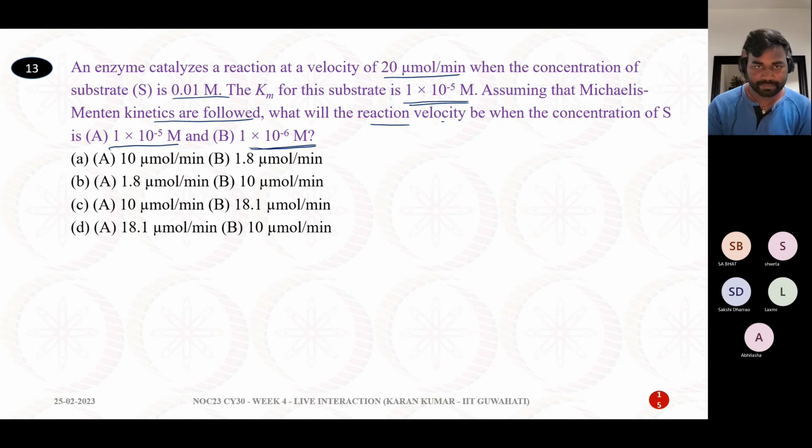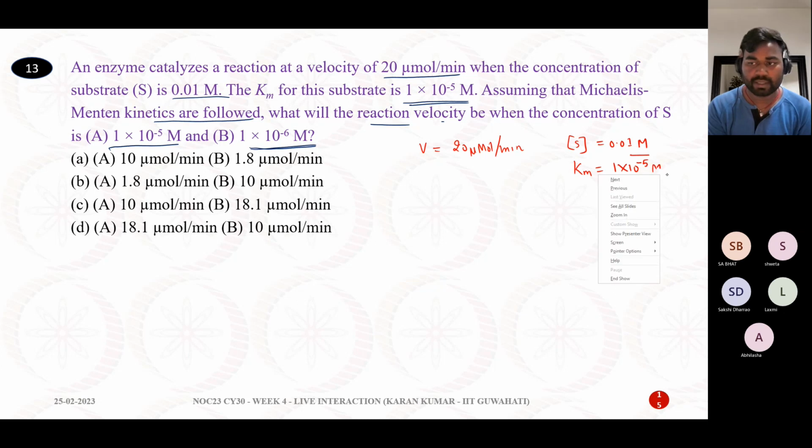Okay, let me explain. In the first statement itself, they have given the enzyme catalyzes a reaction with velocity V of 20 micromole per minute. This is the reaction rate when the concentration of substrate is 0.01 molar. Now in the question itself, they have given Km equal to 1 into 10 raised to minus 5 molar. Right?